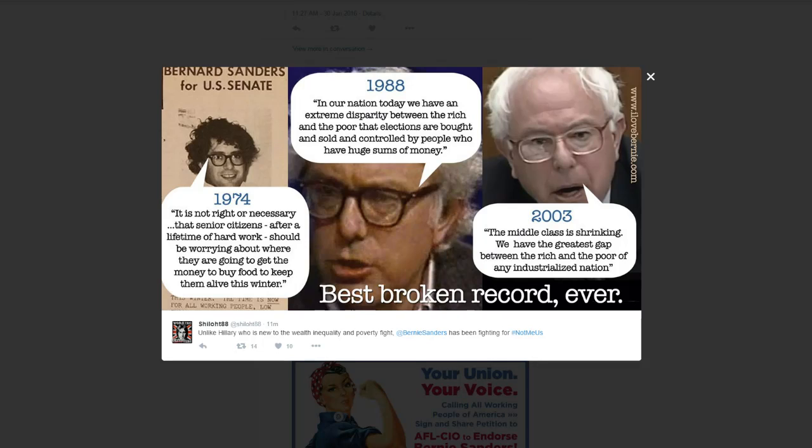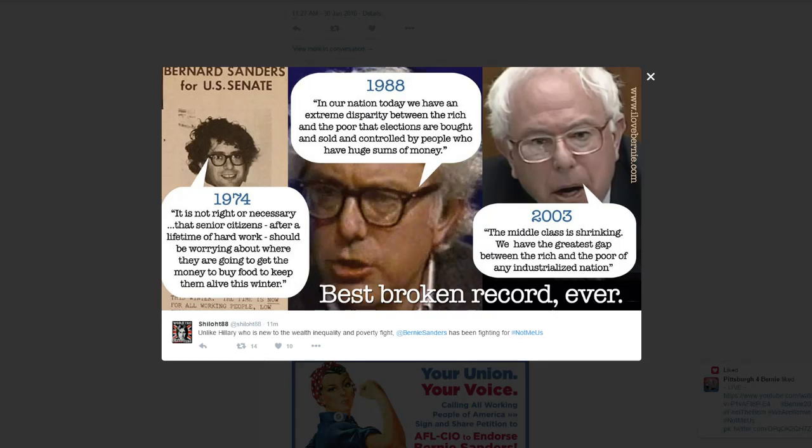Bernie, 1974: It is not right or necessary that senior citizens, after a lifetime of hard work, should be worrying about where they are going to get the money to buy food to keep them alive this winter. That's 1974. So apparently in 1974, this was an issue. 1988: In our nation today, we have an extreme disparity between the rich and the poor, that elections are bought and sold and controlled by people who have huge sums of money. This is 1988, folks. I was 18 years old, and I had no idea that our government was this bought and sold and controlled. Bernie did.